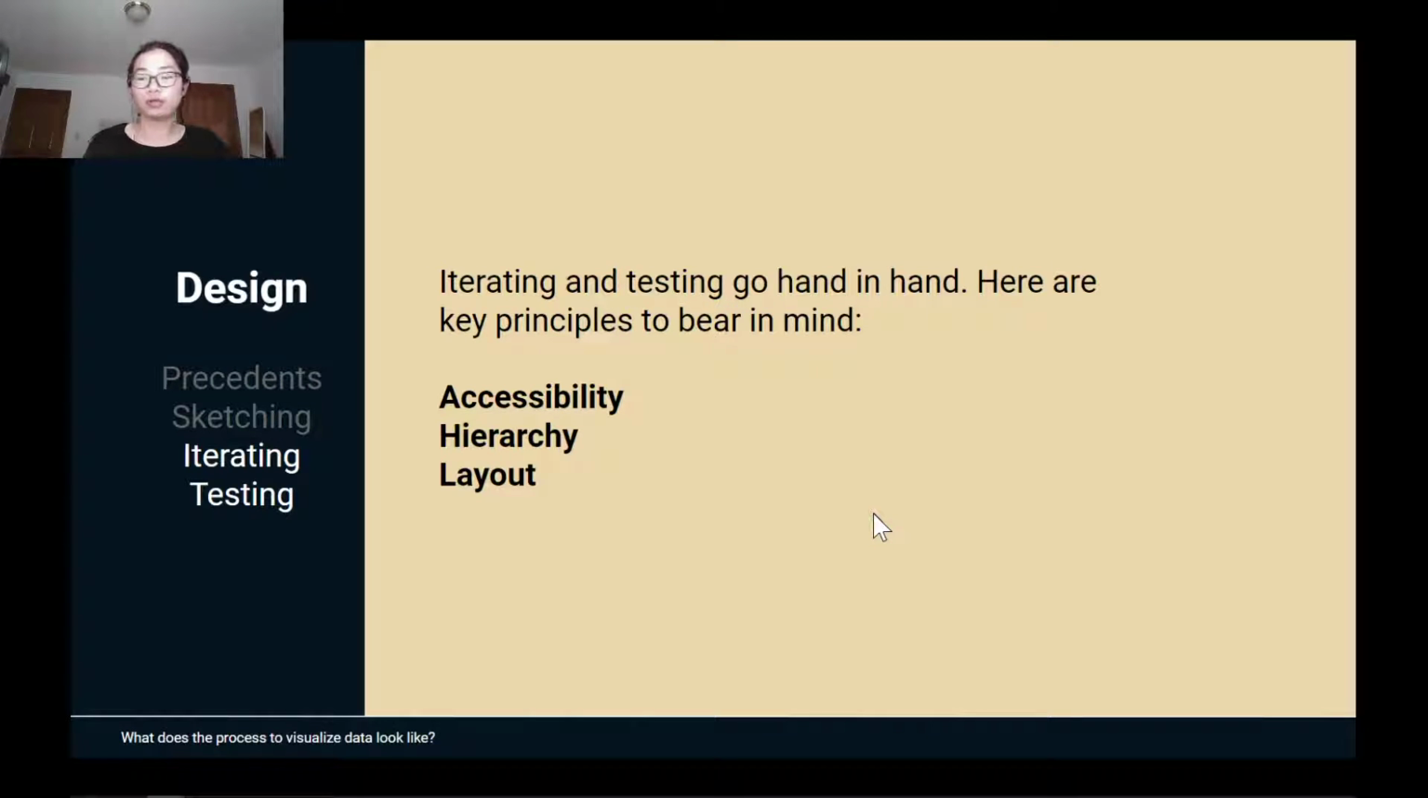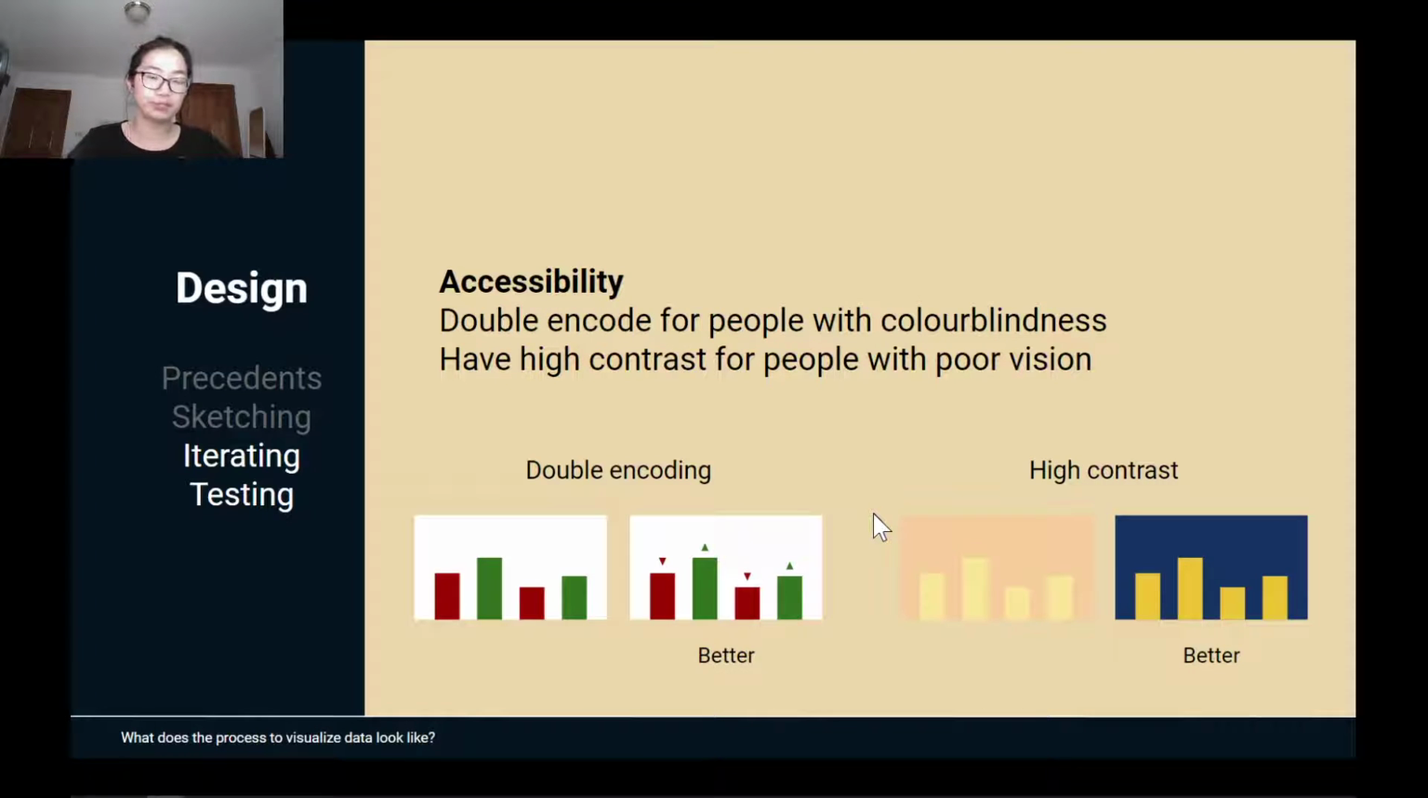I think there are three key things to keep in mind when it comes to iterating. When you're iterating, you're working in Illustrator or maybe PowerPoint, Excel, or Tableau, whatever program you choose to use. Those three are accessibility, hierarchy, and layout. Accessibility is pretty important. When I was working at a market research company with government clients, it was a pretty important thing to consider, to make sure that the reports we were putting out were accessible. And this is a priority for the government, right?